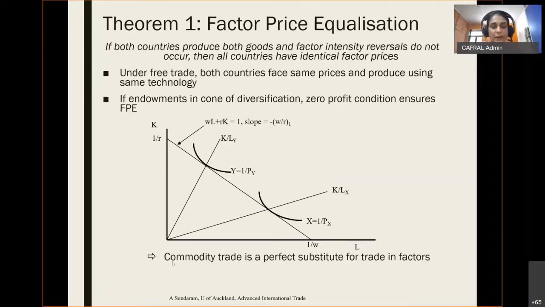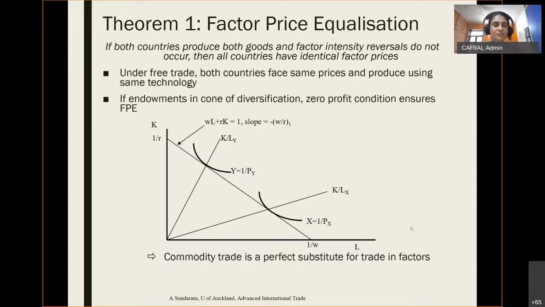In other words, commodity trade is a perfect substitute for trade in factors. So what this is saying is a powerful result, saying even though labor and capital cannot move across countries, because goods are moving across countries freely, it's almost as though labor and capital were moving across countries, because these goods embody some amount of labor and capital. These are the factors of production, right? So it's almost as though labor and capital are going across countries embodied within the goods. And because goods trade is free, it acts as a substitute for trade in the factors of production, and even the factor prices are going to equalize across all countries.